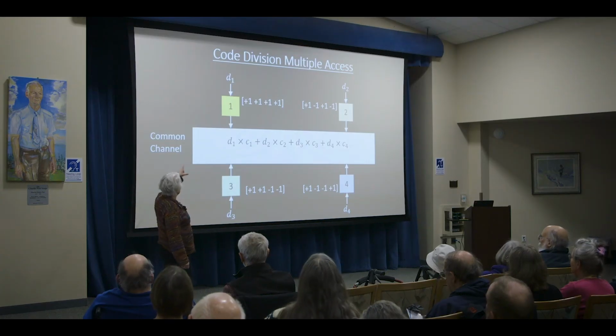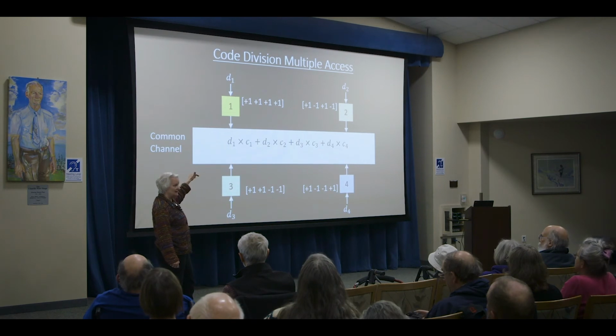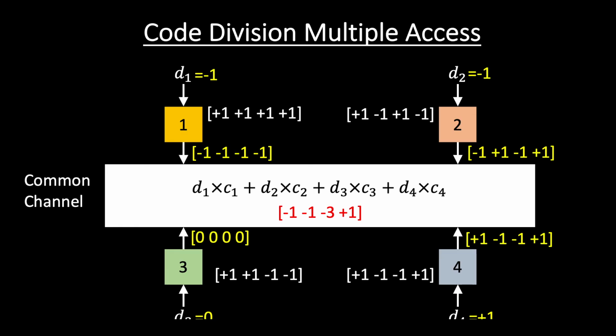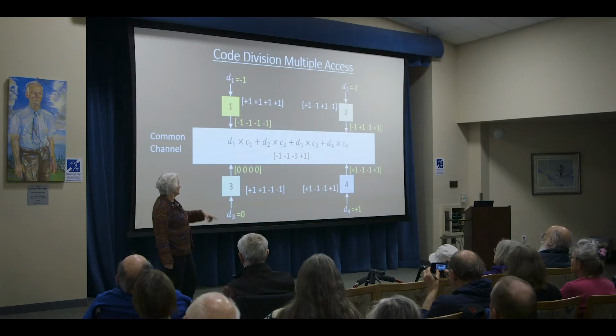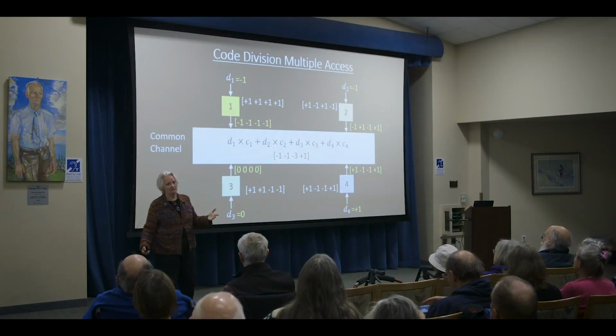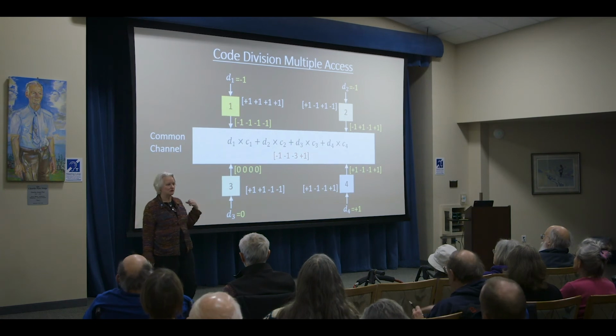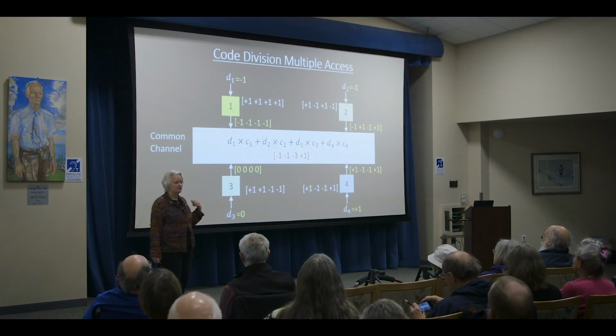What I do is I take my data, I multiply it by the code, everybody does that, I add them all up, and I transmit the sum. So let's do this. User 1 is going to send a -1. I'm going to multiply his code by a -1, and I get -1, -1, -1, -1. User 4 down here wants to send a +1. I multiply +1 by his code, and I get +1, -1, -1, +1. User 3 is silent, it's sending a 0. Multiply it by his code, and I get zeros.